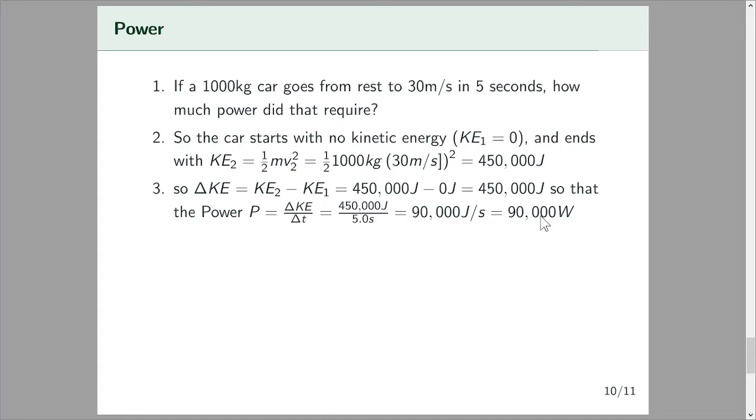You should keep in mind that if you're talking about a car's power, that's not actually the total energy used by your car, because not all of the power produced by your engine goes into moving the car forward. A lot of it goes into heat and stuff like that, friction, all kinds of different things. So this is just the rate at which kinetic energy is gained by the car.